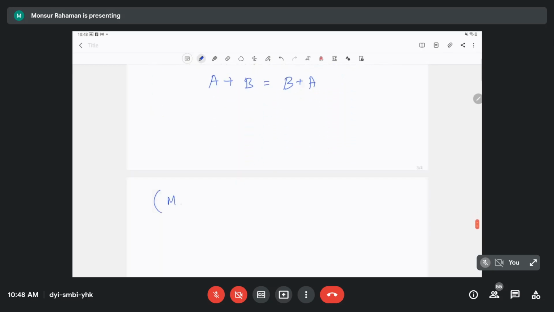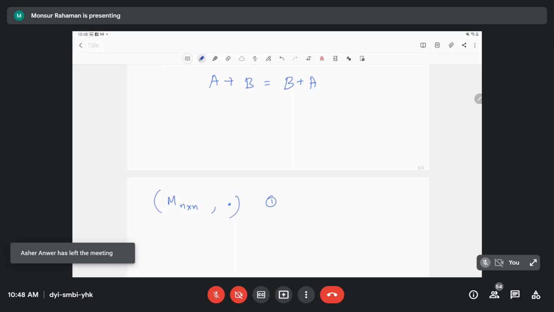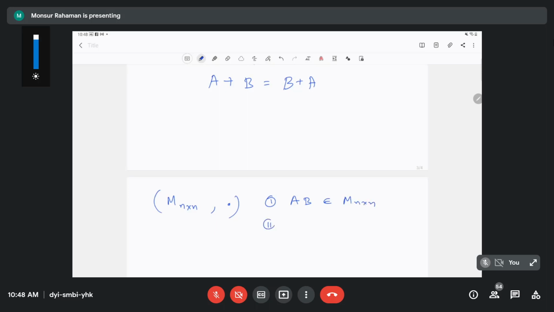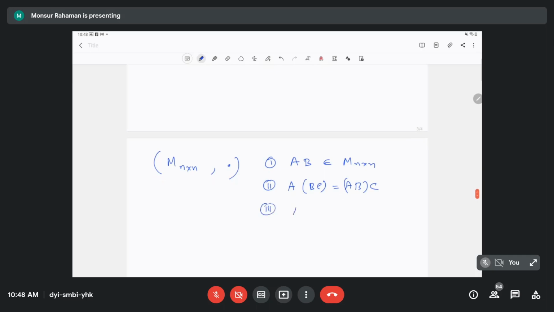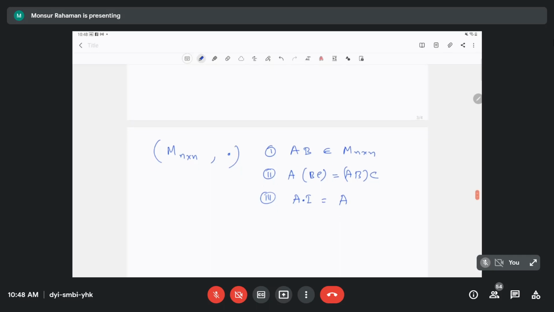But what about M cross N with respect to multiplication? Is it a group? It is not, because it does not satisfy the closure property. To satisfy the closure property, it has to be a square matrix, N cross N. Okay, so the first condition, the closure property, is satisfied: AB will be in N cross N. Second, it will be associative. So it is a semi-group. It also has an identity element. Okay, so it is a semi-group with identity, but it will not contain any inverse element.